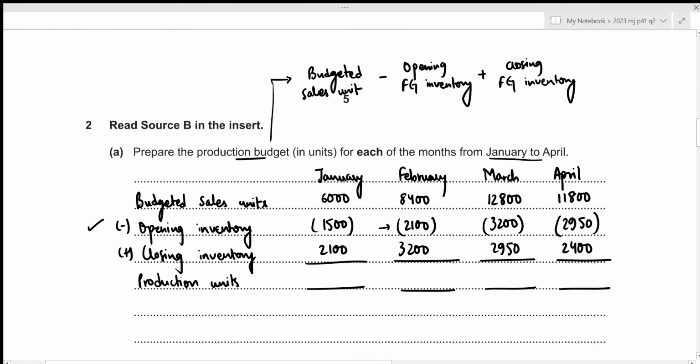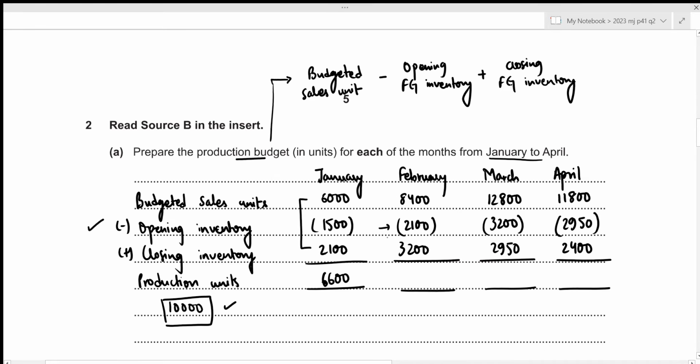Okay, now let's figure out the production units. Also remember that we have a limiting criteria. We cannot have more than 10,000 units as our production units. Okay, for the month of January, that is just 6,000 minus 1,500 plus 2,100, which results in 6,600. So this is within our criteria, so we do not have to change anything.